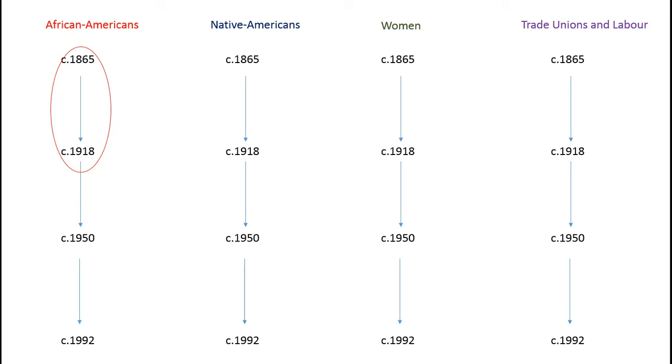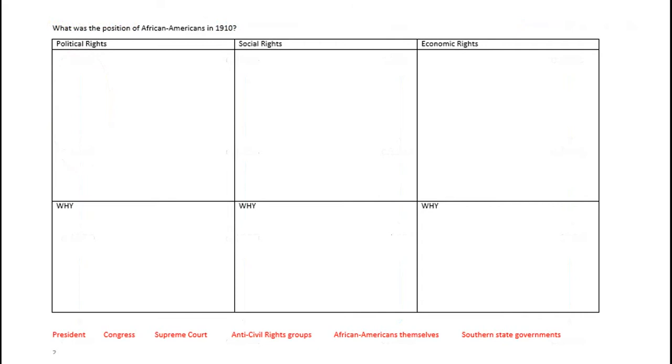Now let's have a little focus on what we've done so far on African Americans. Okay, so let's have a look at this table on page 2 of your lesson notes template, which says what was the position of African Americans in 1910. So take that as a kind of circa 1910, around about that time. That's roughly where we've got up to so far. Think about political rights, so their right to vote, their ability to engage in the political process. Social rights, think about their place in society, think about segregation in accommodations, think about their place as citizens in wider American society. And then think about economic rights, so think about their ability to own their own business, their ability to progress, their position in the wider American economy.